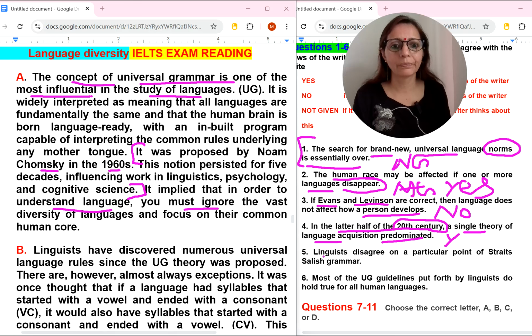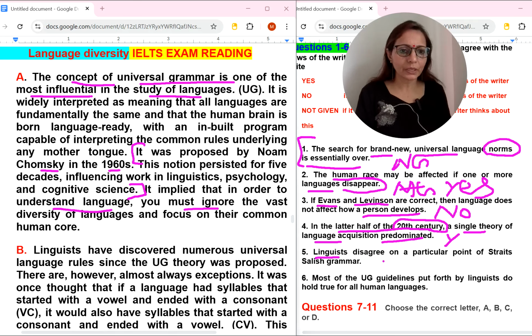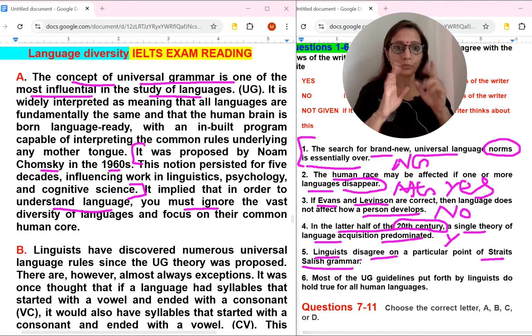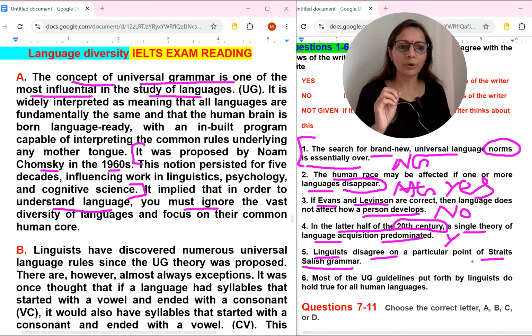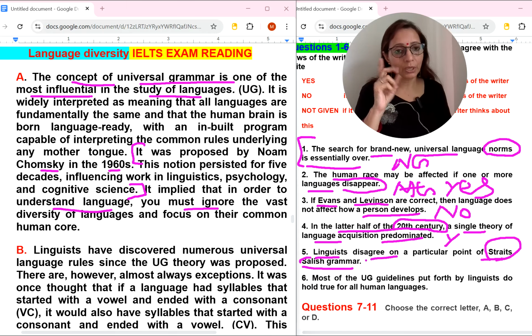This is yes. Fifth number, linguists disagree on a particular point of Straits Salish grammar. Okay, if the linguists or researchers, you can say, they disagree, is an important word. Disagree means they will not agree on one thing, on a particular point of Straits Salish grammar. So keyword, first we will try to find the location of the keywords Straits Salish grammar, and then the main soul of the grammar.